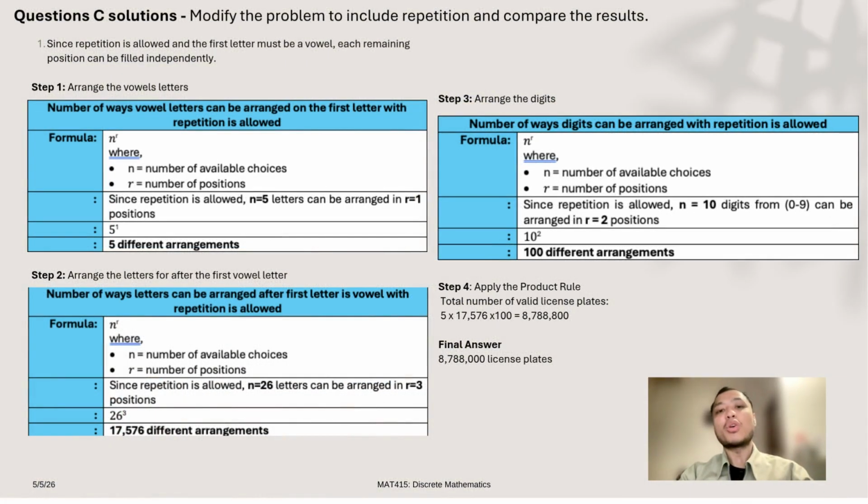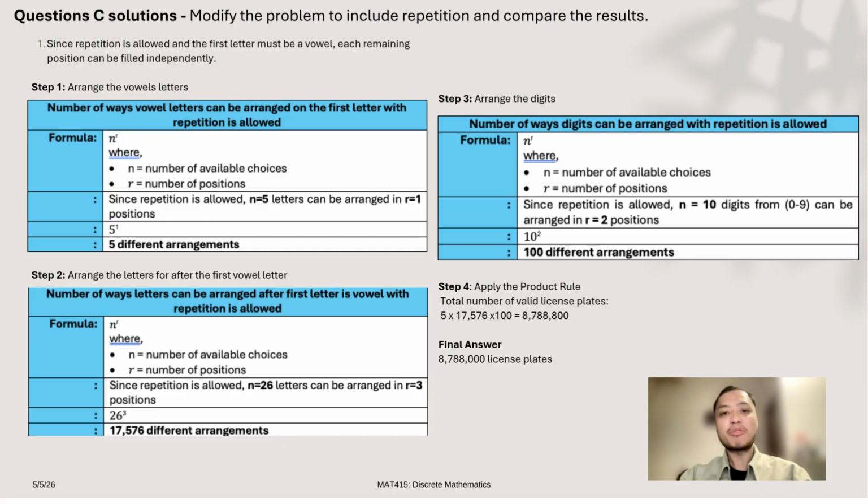This slide continues on question C, but now we include the condition that the first letter must be a vowel while repetition is allowed. The same repetition formula is used here, which is n to the power of r. In this case, n is the number of choices available for each position, and r is the number of positions being filled. Since repetition is allowed, the choices do not reduce from one position to the next.